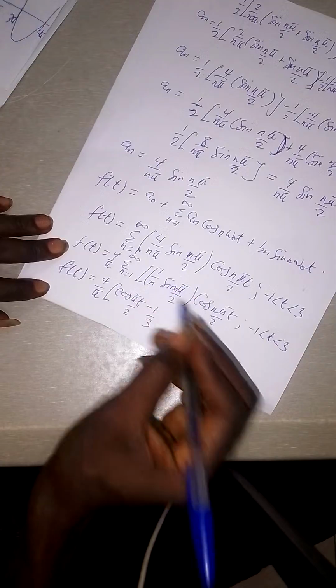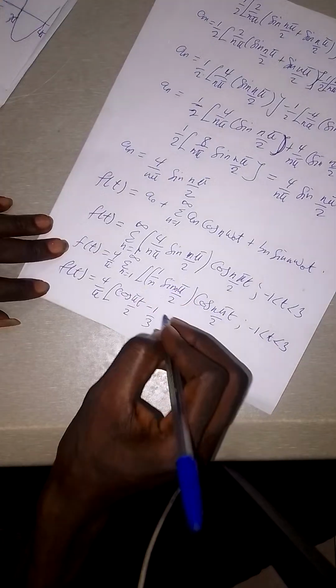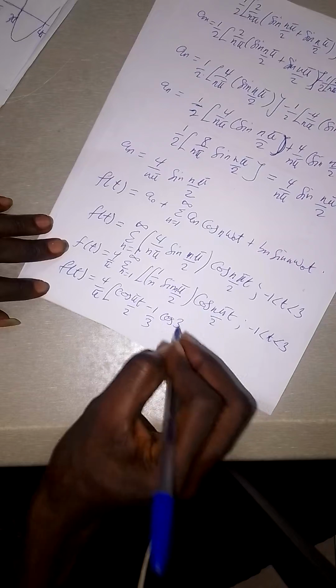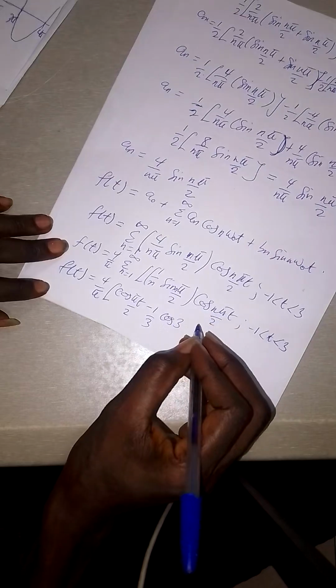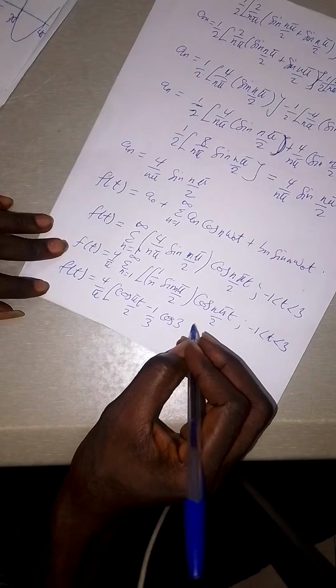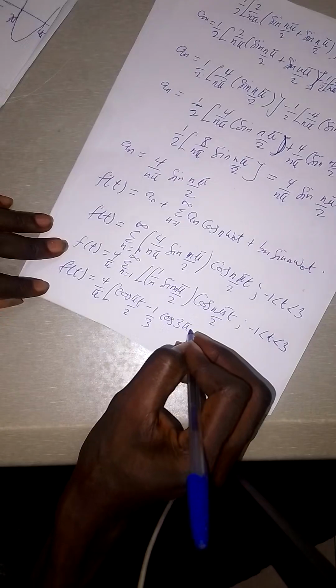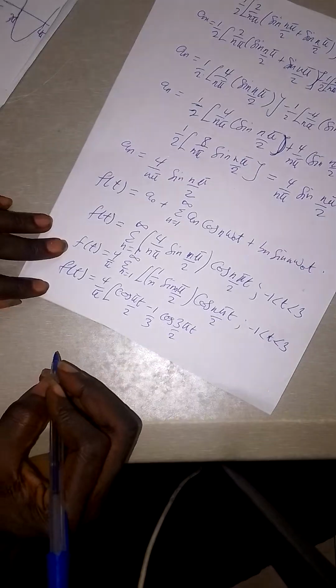So here is giving me minus 1, so the minus is here. So it will be cos 3 pi t on 2.